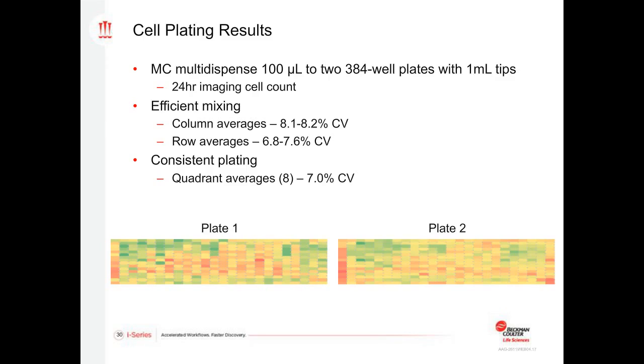And finally, we looked at how consistent our multi-dispense was. Basically, were we getting the same number of cells for each dispense in all of the 8 quadrants? And when we compare the average counts per quadrant, we saw CVs less than 7%. So again, a very consistent passaging and plating, hopefully resulting in consistent assay results.